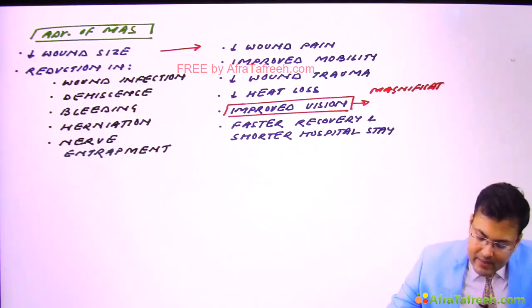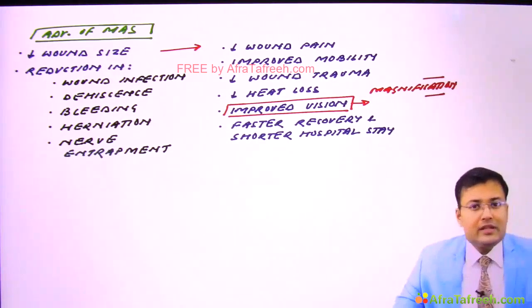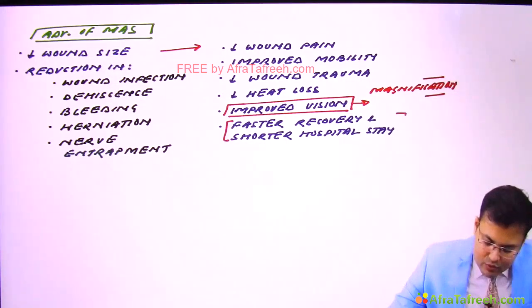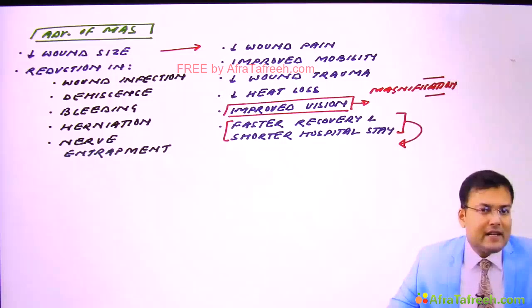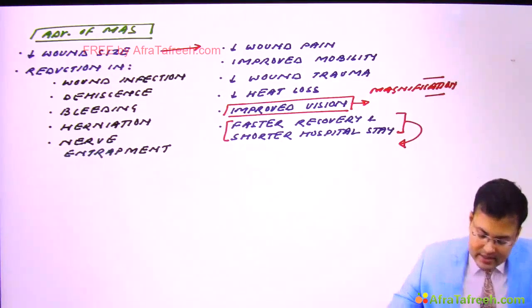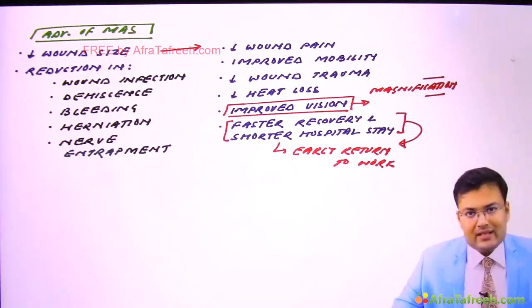Clear? And your camera can reach to the areas which are difficult to visualize in open surgery. And what is the main advantage why most of the patients are going for minimal access surgery? Because there is faster recovery and shorter hospital stay. So if there is faster recovery and shorter hospital stay, what happens? There is early return to work. Early return to work. Clear? So these are the advantages of minimal access surgery.